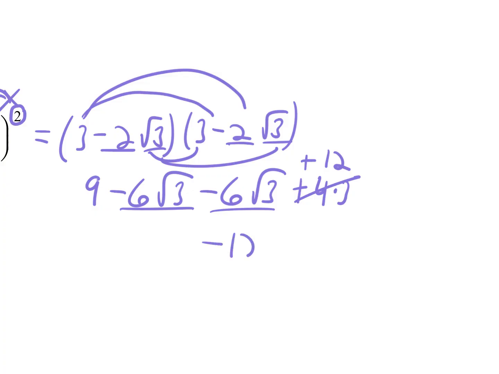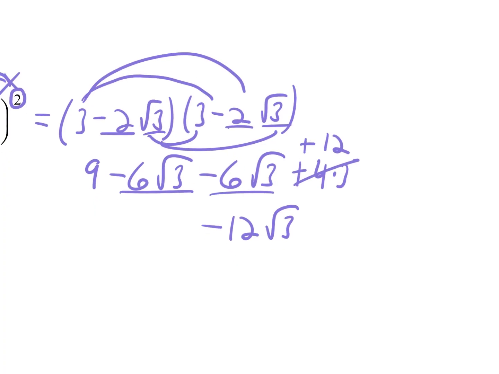Good, -12 square root of 3. Again, you treat these like variables, right? Treat the square root of 3 as if it was a variable. If you did -6x minus 6x, that would get you -12x. So leave the radicals alone. You're just combining the numbers in front.